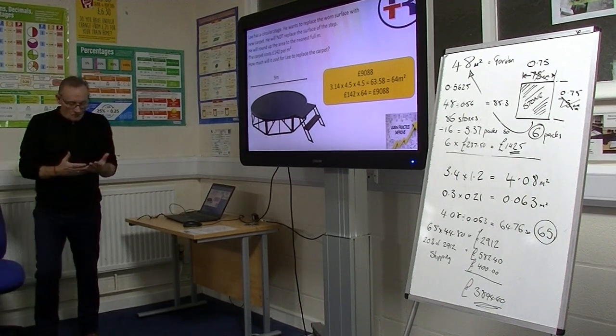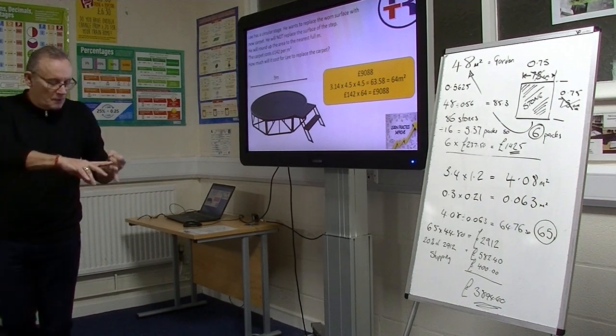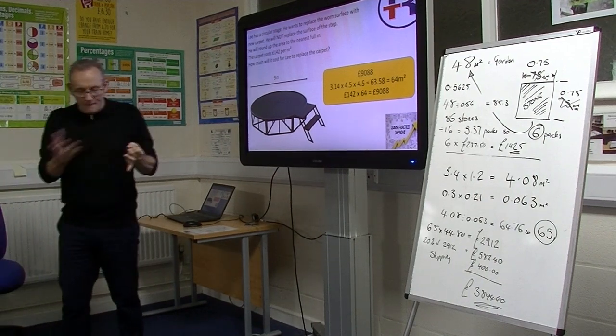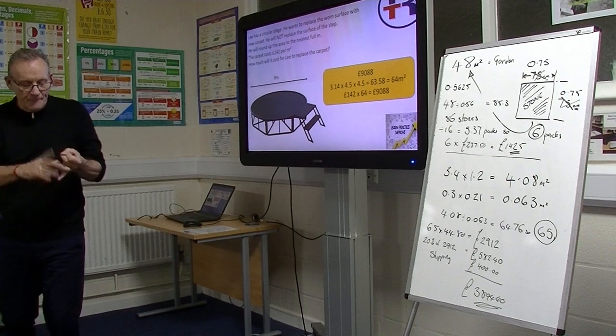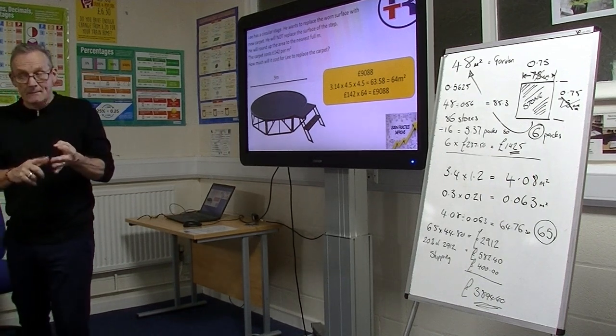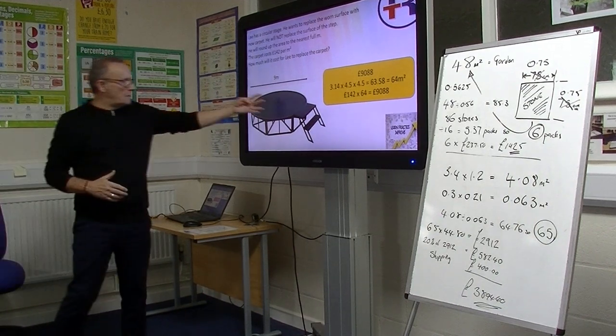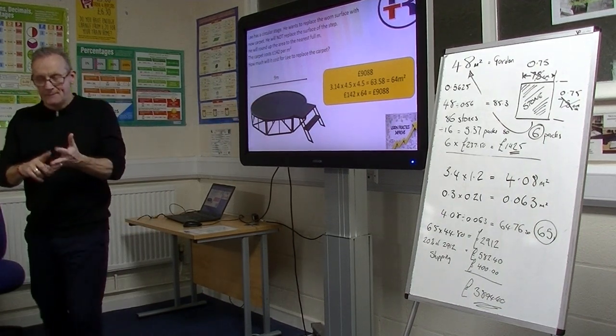So now we've learned how to work out the area of a rectangle, how to work out the area of a square. Length times width or length times height. We know how to work out the area of a triangle, base times height divided by 2. We now need to know how to work out the area of a circle, pi times the radius squared.